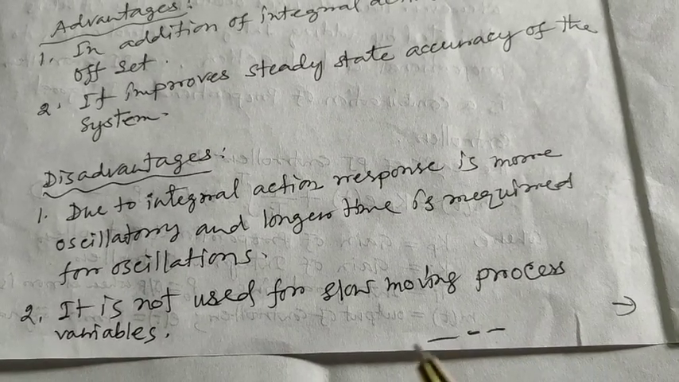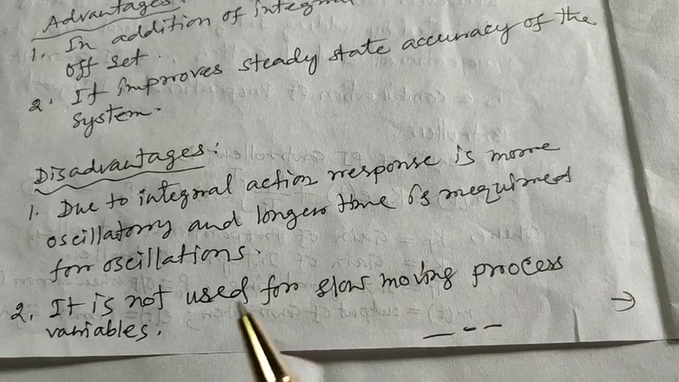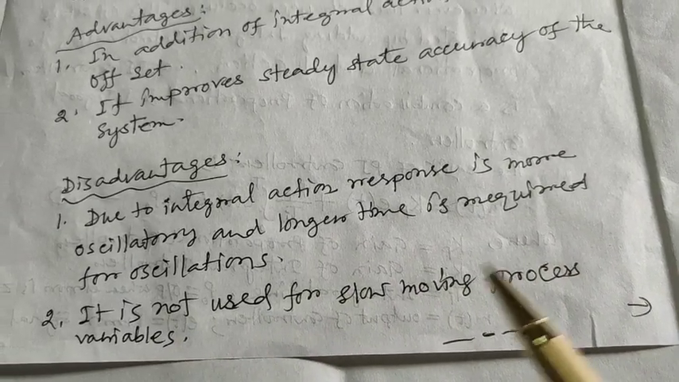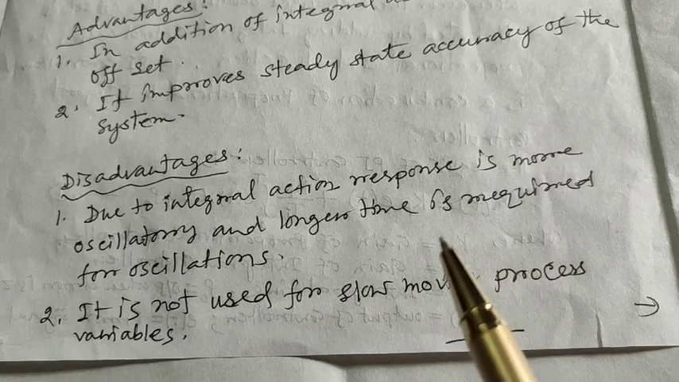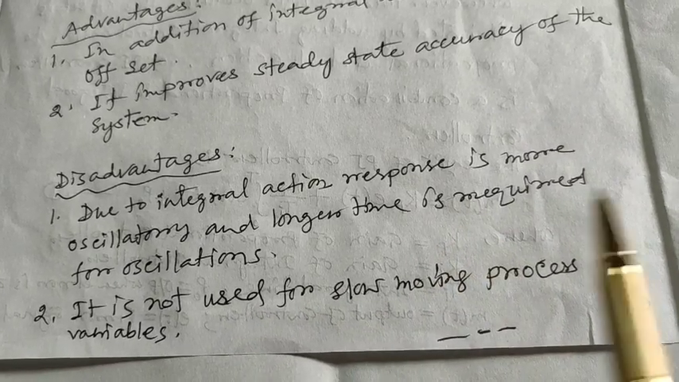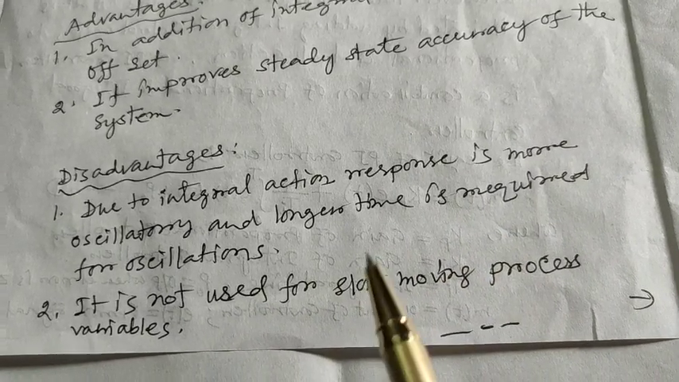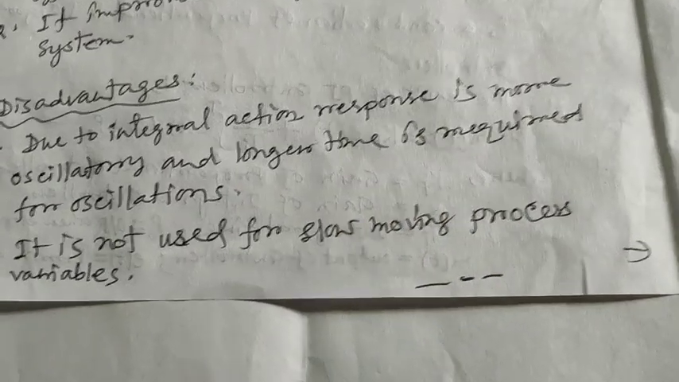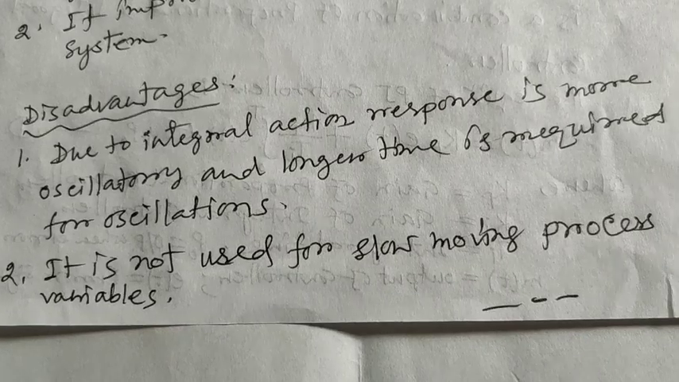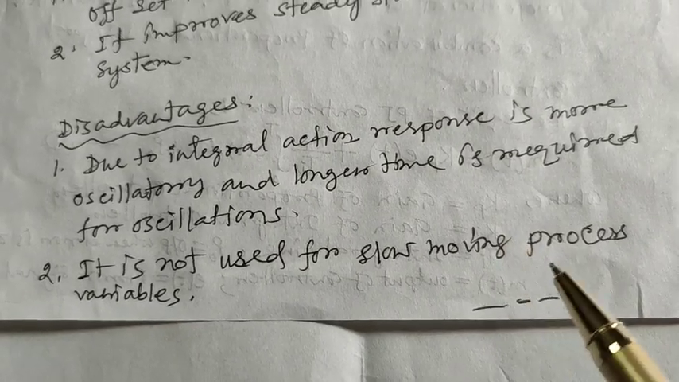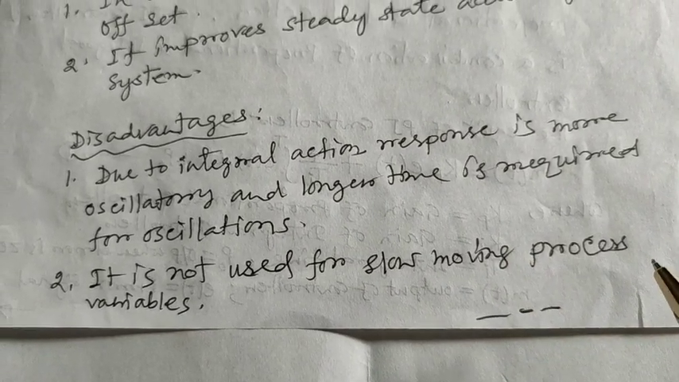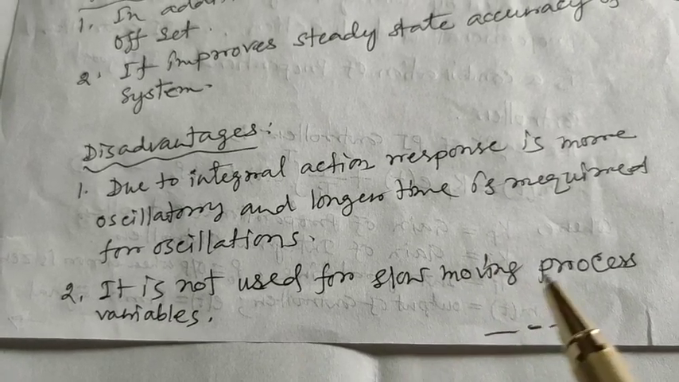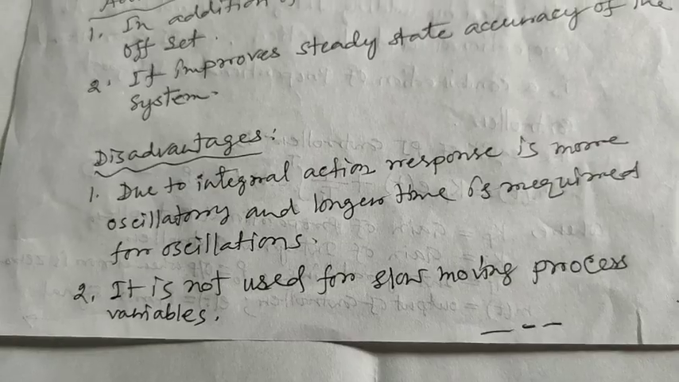Disadvantages are, due to integral action, the response is more oscillatory. Oscillation will increase, and a larger time is required for oscillations to settle. These are the disadvantages of the PI controller. Another disadvantage is that it is not used for slow moving process variables since it is oscillatory. Okay.